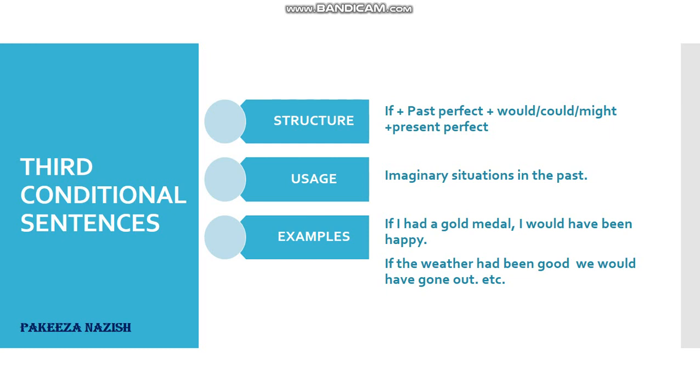So you have to learn all these structures of the sentences, and always remember that sentences with if and the first form of verb are the first conditional, sentences with if and second form of verb are the second conditionals, and sentences with if and third form of verb are called the third conditionals. So I hope that you fully understand these conditional sentences.